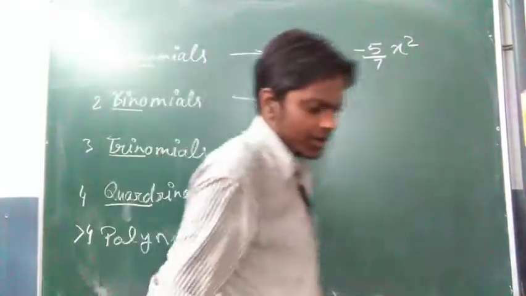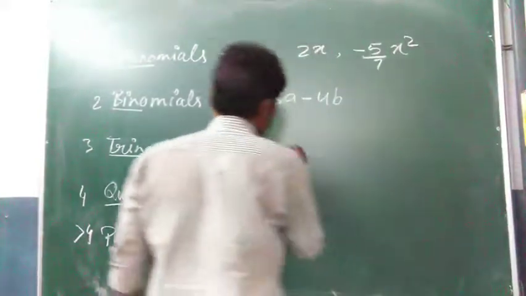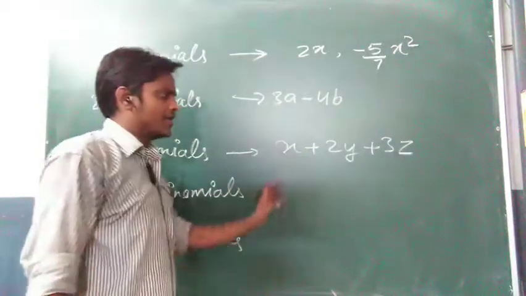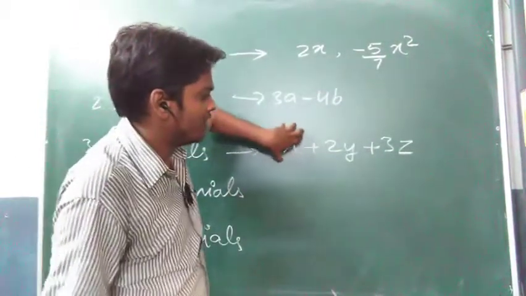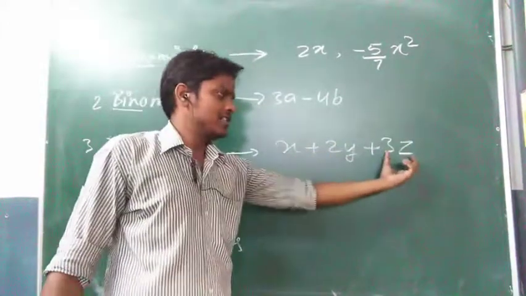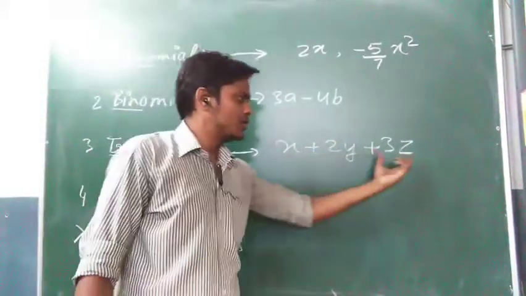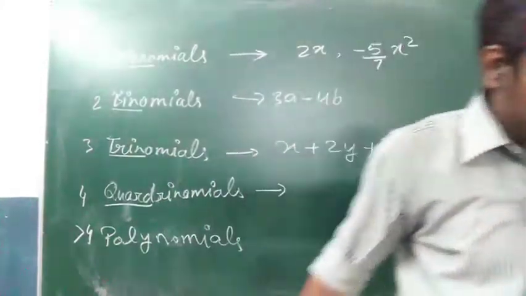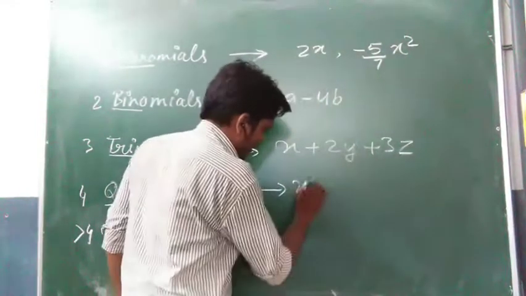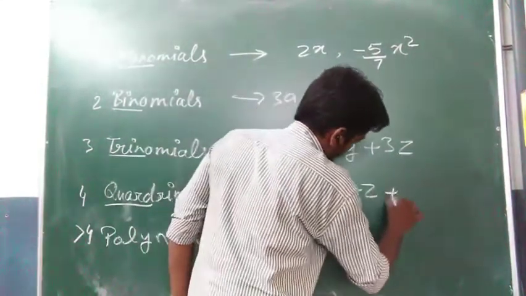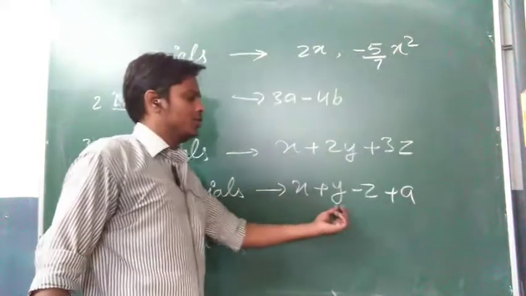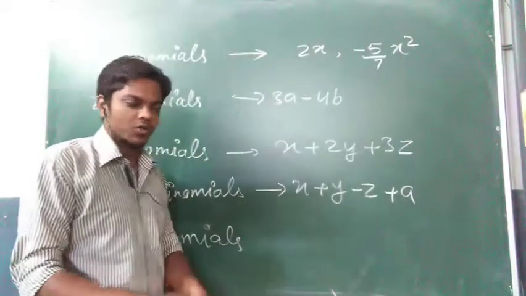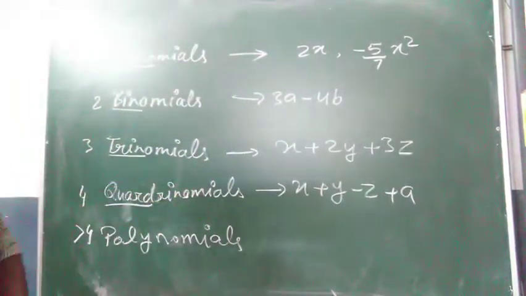Now the third one is x plus 2y plus 3z. We have three variables, 1, 2 and 3, x, y and z, and three terms also, 1, 2, 3. Okay. Now quad. In case of quad, we will see x plus y minus z plus a. 1, 2, 3, 4. 4 variables and 4 terms also. So this one is known as quadrinomial.